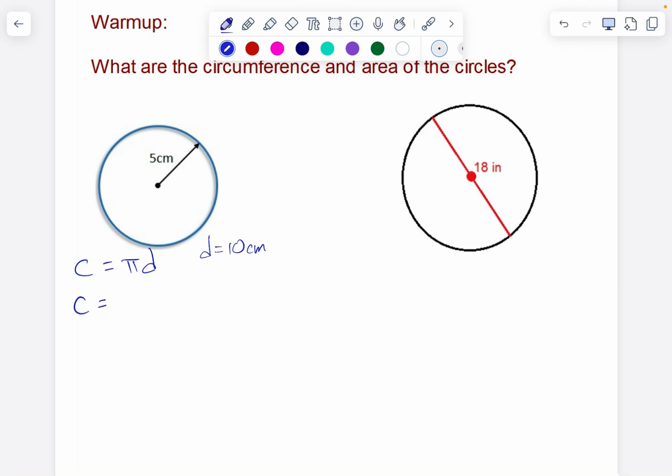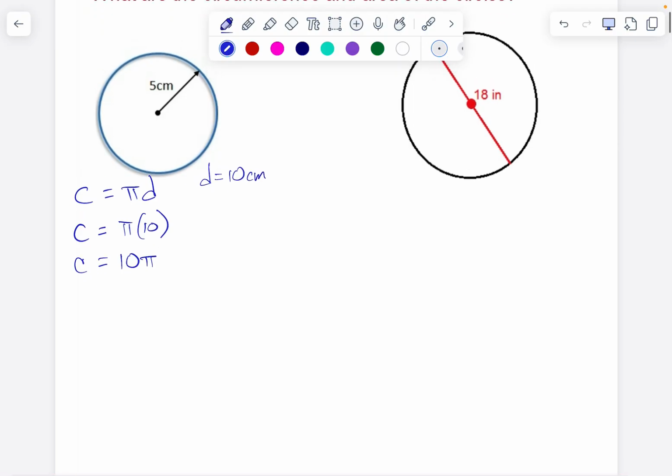So plug in 10 for the diameter and pause right there. So this is 10 pi centimeters. Don't forget to label. This is the exact circumference. We've seen this before when we have square roots in our math. The exact value versus the approximate value.